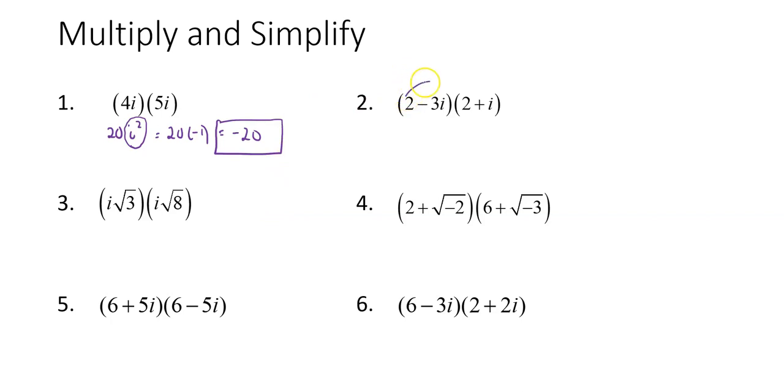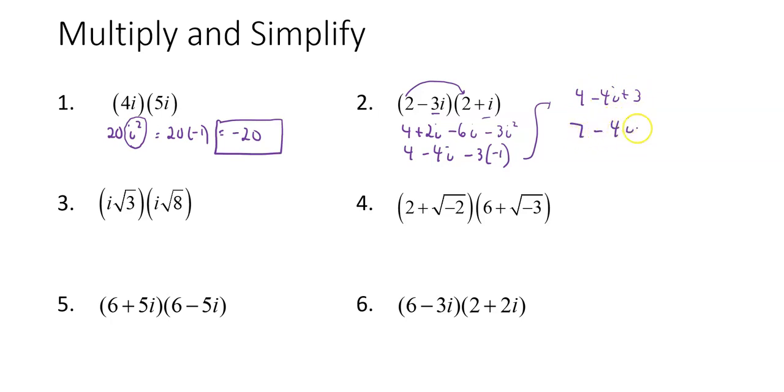All right, look at number 2. We're going to FOIL. 2 times 2 is 4. 2 times i is 2i. Minus 3i times 2 is 6i. Negative 3i times i is negative 3i squared. So this gives me 4 minus 4i minus 3, but I'm going to replace that i squared with a negative 1. So that gives me 4 minus 4i plus 3, 7 minus 4i.